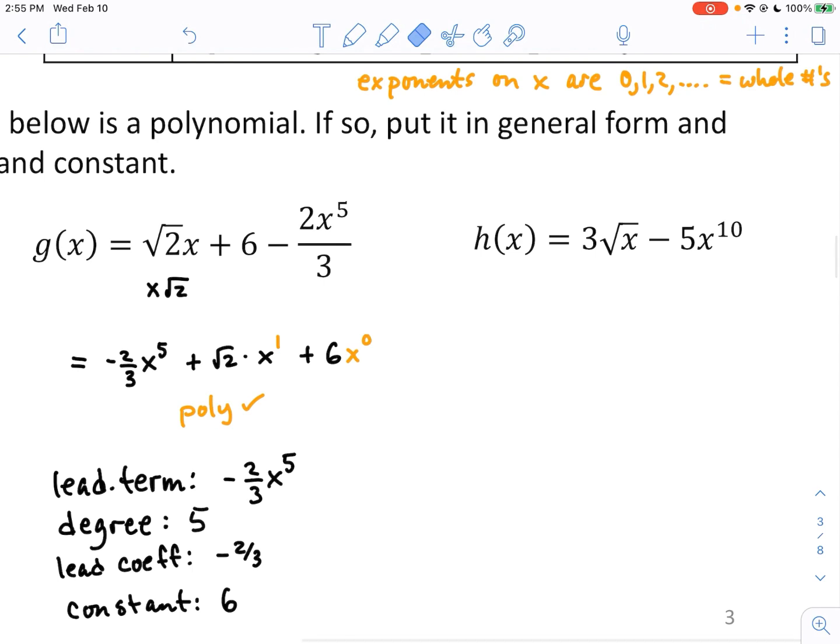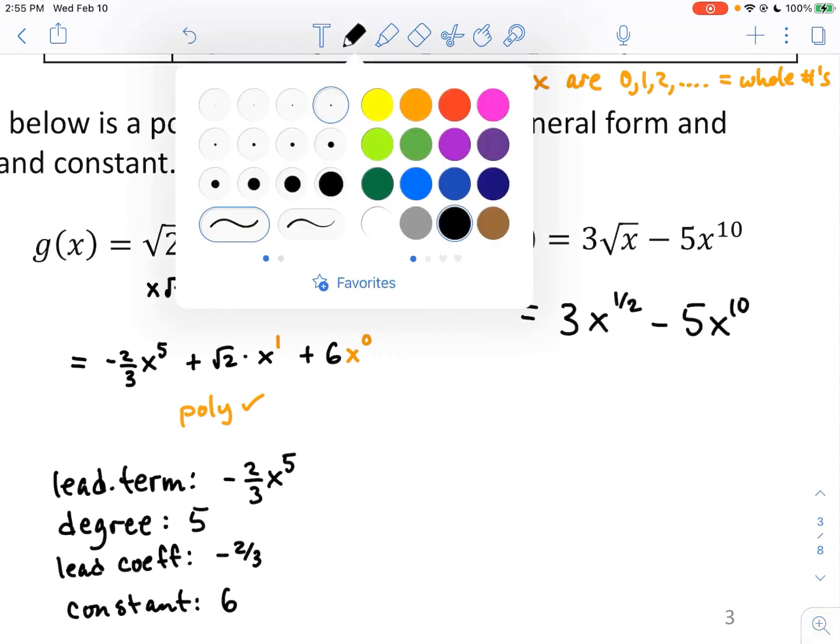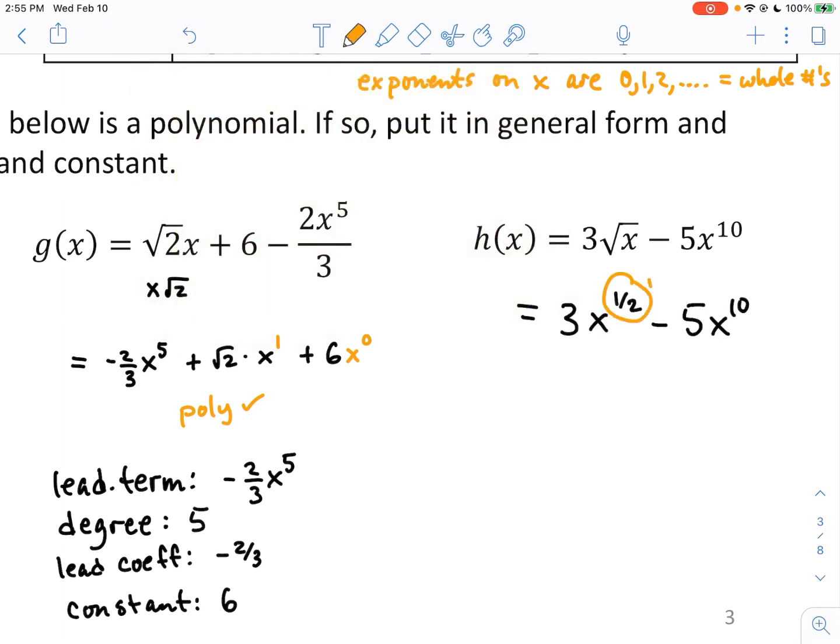Okay, let's look at the h of x function. This time there's a 3 radical x. This time the radical is on the x. If you were to rewrite that in terms of a power, it'd be a 1/2 power. So right there is our issue. 1/2 is not whole. So this function is not a polynomial, and we're done.